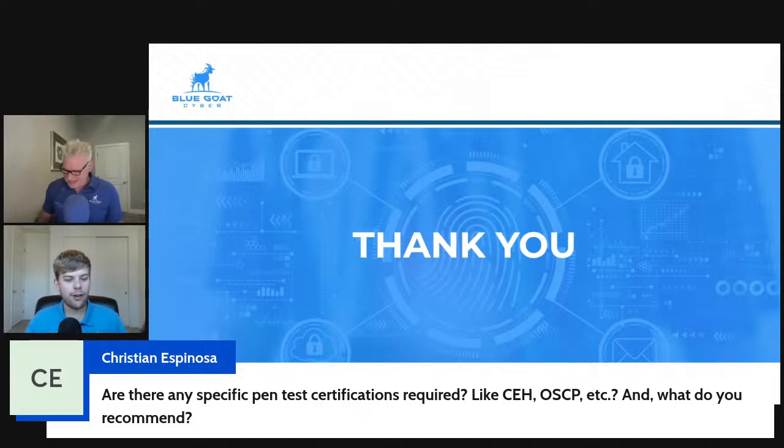For required penetration testing certifications, the FDA hasn't published any explicit rules saying you need to have XYZ certification to be an FDA approved penetration tester. So ultimately, I would say there isn't any strict requirement around it. Part of the FDA requirements are proving the tester's expertise. So talking about how many years of experience the tester has, certifications are obviously a great way to do that.